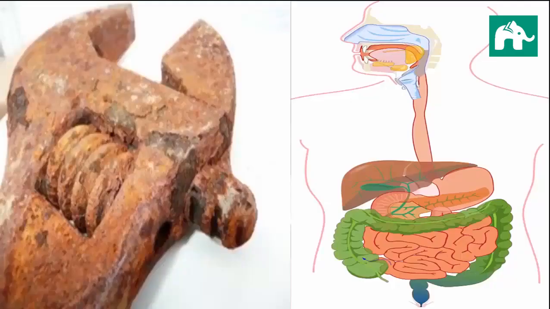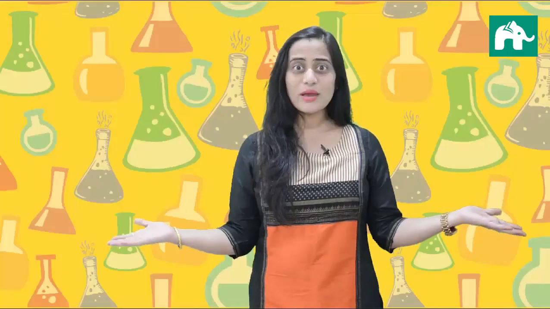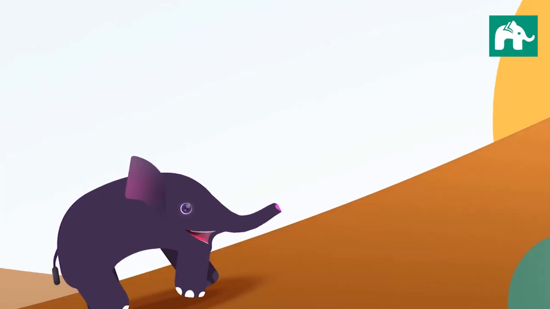Oxidation of food is again a chemical reaction. Rusting of iron is a chemical reaction. Digestion of food is a chemical reaction. Burning of fuels in our vehicles is also a chemical reaction. So what are we waiting for? Let's get started.